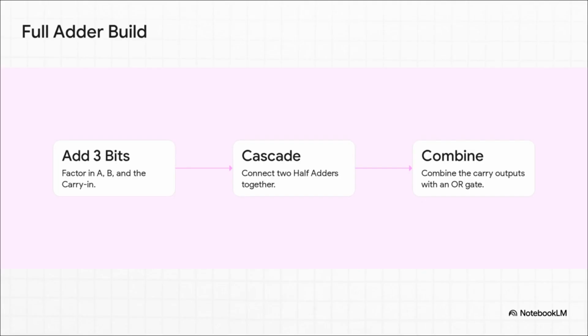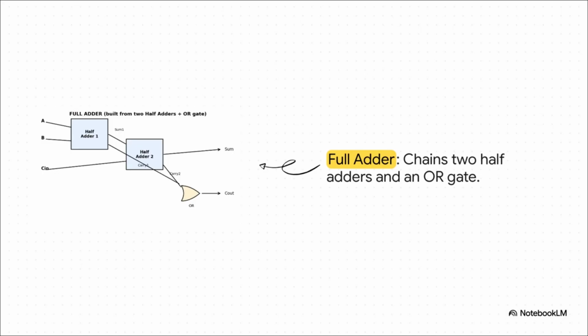So, to solve that limitation, we scale up to the full adder. The construction methodology here breaks down into 3 simple steps. First, factor in that carry-in bit. Second, cascade 2 half adders together. And third, combine their carry outputs with an OR gate. Which brings us to the actual hardware.